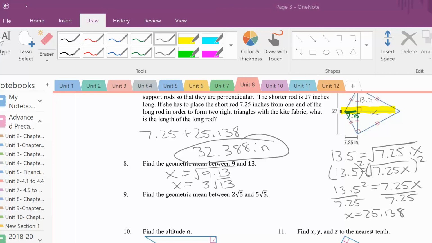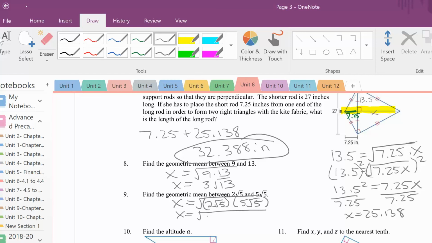All right, so for number 8, it's the geometric mean between 9 and 13, so it's 9 times 13. The square root of 9 is 3, so 3 rad 13 is the geometric mean. So for number 9, you have x equals the geometric mean of 2 rad 5 times 5 rad 5.